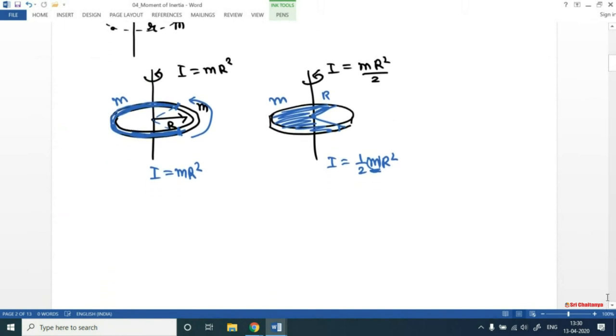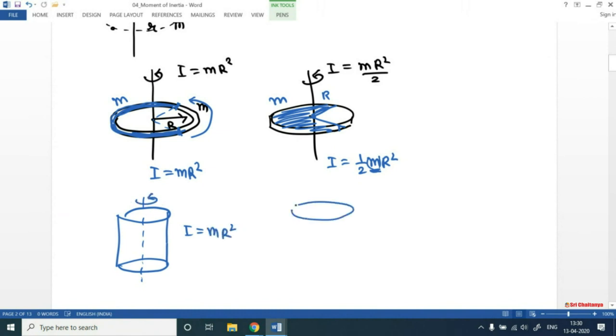Okay, so the moment of inertia of a hollow cylinder will be the same as the moment of inertia of a ring, because we have the same type of mass distribution over here. So I would be mr square. And the moment of inertia of a solid cylinder would be the same as the moment of inertia of a disk, because of the same type of mass distribution with respect to the axis, and that would be equal to mr square by 2.